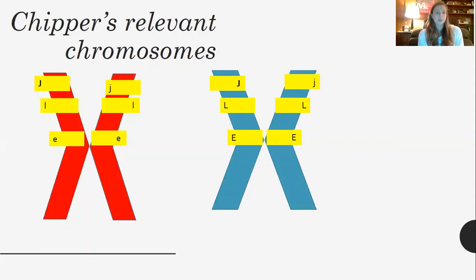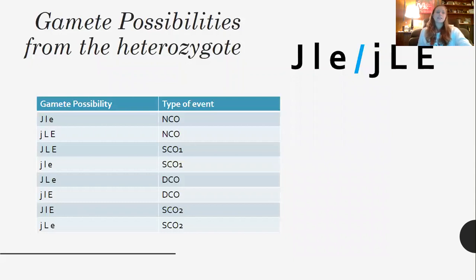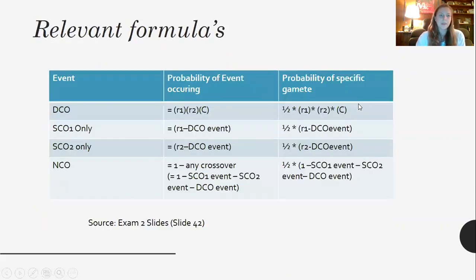Now, these chromosomes, after crossing over, will end up in a gamete. Now, these gametes will have a new combination of genes because the dominant J, dominant L, dominant E was not from the parent, and this is known as a recombinant. These are Chipper's gamete possibilities based on his original chromosomes, and these are the type of events that they would represent.